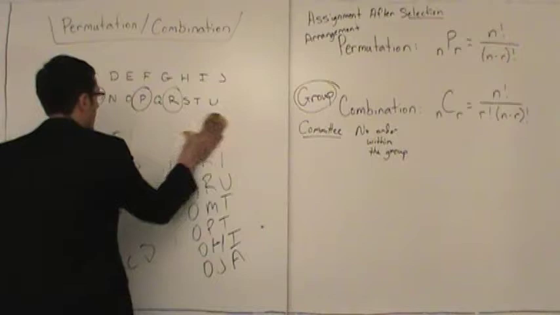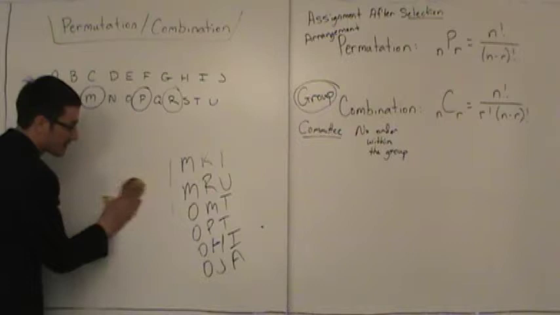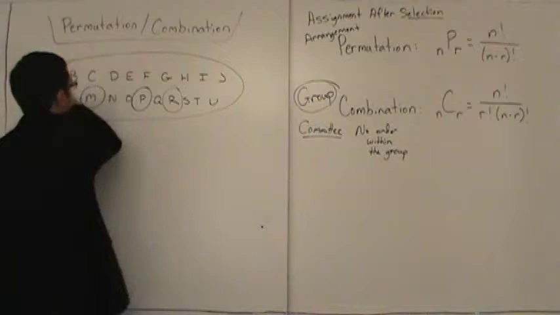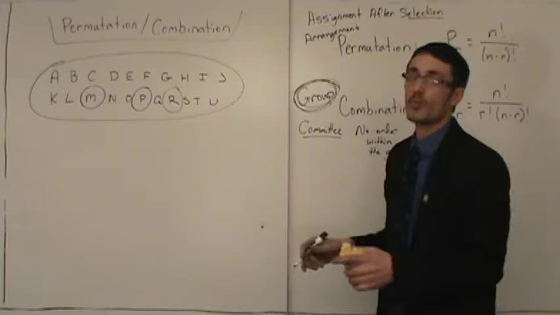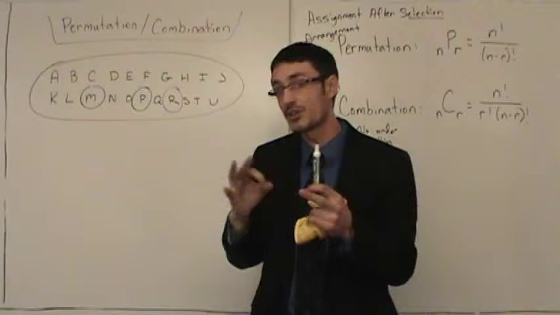Okay, so how do we calculate this? What I want to know is how many groups of three are there in these 21 people? Okay, what does combination represent? Combination is what? Group. So this formula will calculate the number of groups that there are in 21, and I'm going to actually show you how this works in a minute. But let's use the formula.